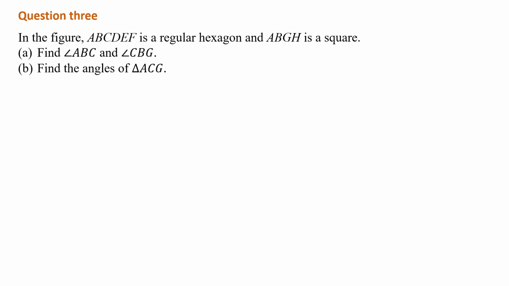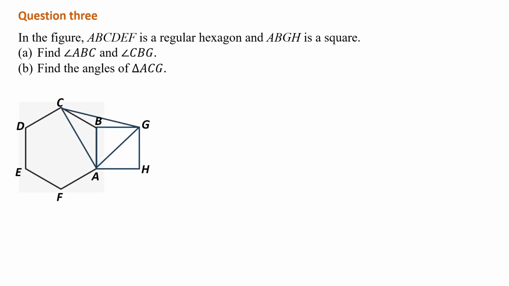Alright, let's look at a slightly harder question. In these questions, you're given a hexagon and also a square. Let's see how the picture looks. So A, B, C, D, E, F is a hexagon. A hexagon is a 6-sided polygon. And then A, B, G, H is a square. For part A, you're asked to find angle ABC and angle CBG. And for part B, we're asked to find all the angles inside the triangle ACG.